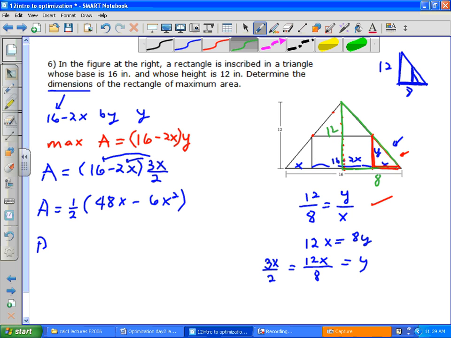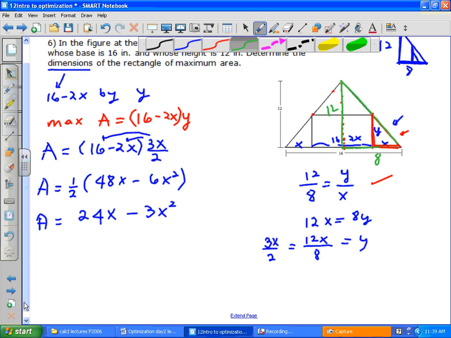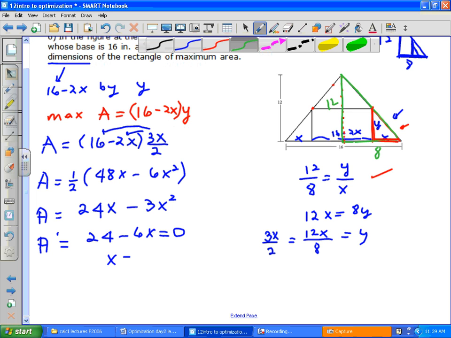And now we're ready to differentiate it. I suppose we could distribute the 1/2 also to even simplify it further. You could do either way, either differentiate at that level, or since both of these two terms are divisible by 2, we can also leave it as 24x minus 3x squared. Okay, now I will go ahead and differentiate it. Set it equal to 0. So x is equal to 4.